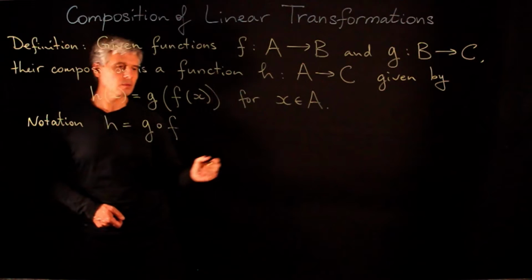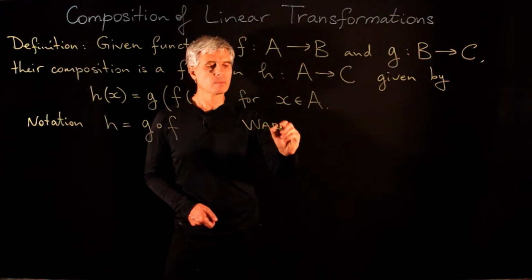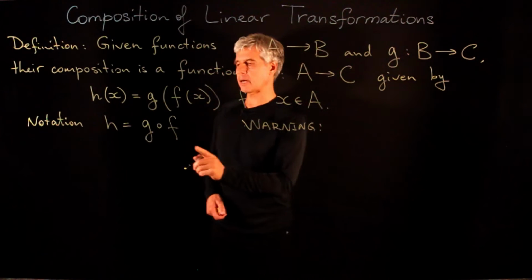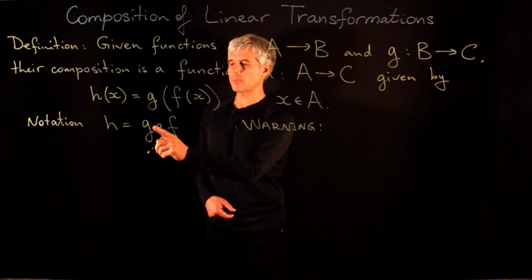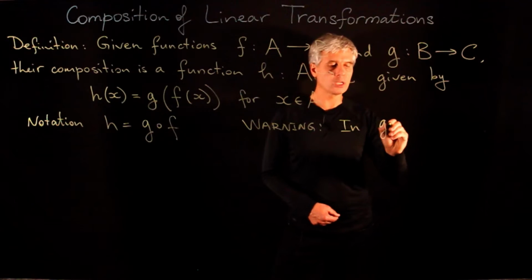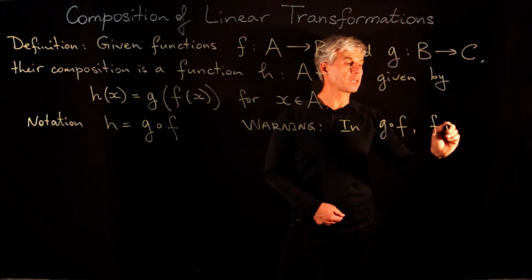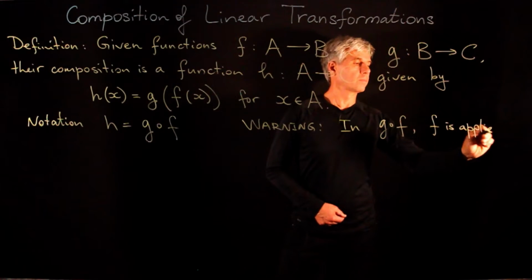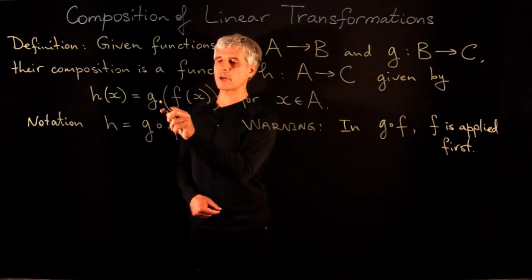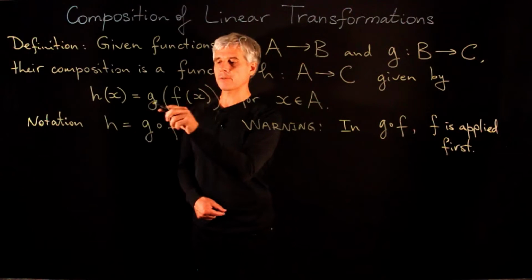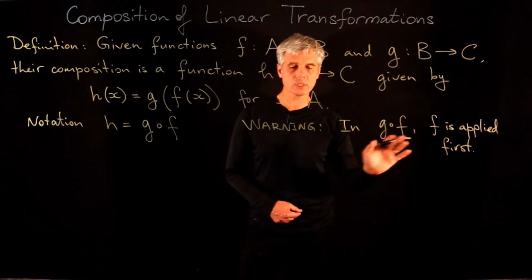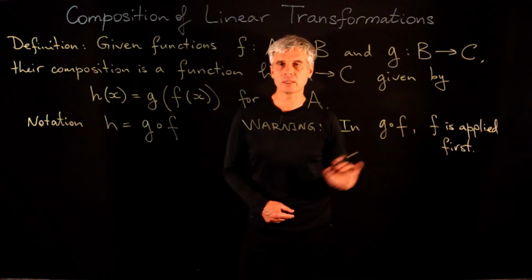And so here we have a warning. This is just a little bit counterintuitive. When we write that h is a composition of g and f, so in expression g composition with f, f is applied first. Just as in the expression g of f of x, right? So f sits on the right of g, but as a function, this function is applied first. So one has to be aware of this convention and follow it.